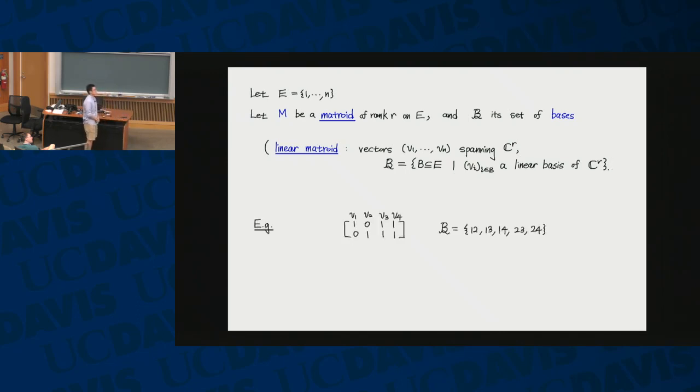So here's a quick example. I have 4 column vectors like so. Every pair of vectors forms a basis except the last 2. So the list of bases are these, except 3, 4.